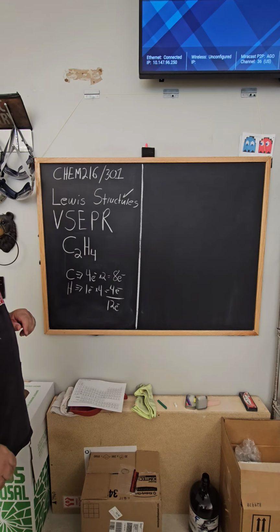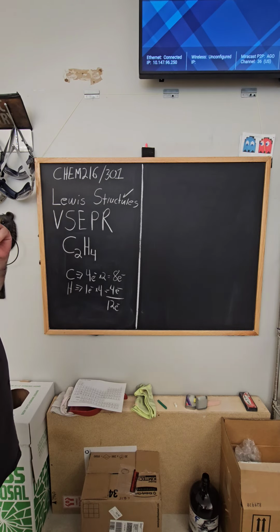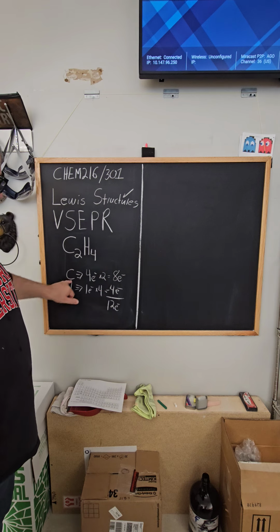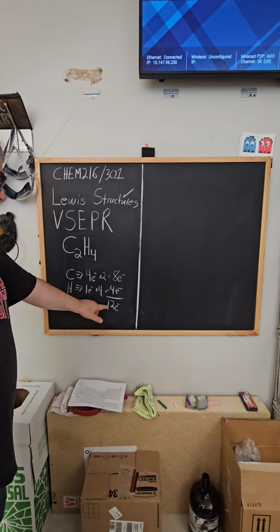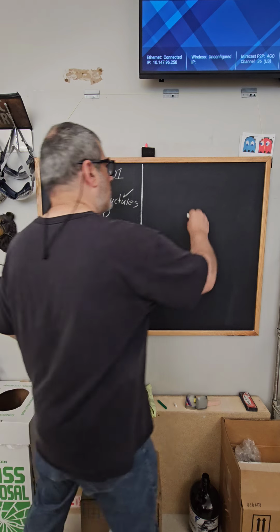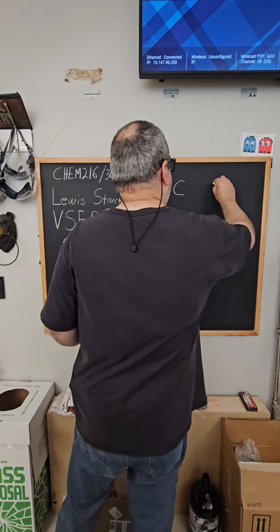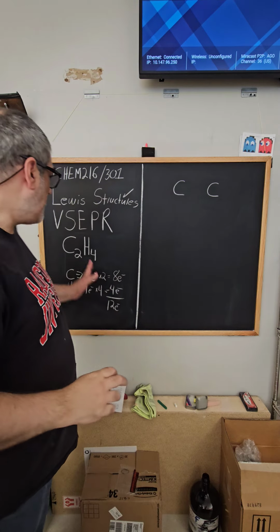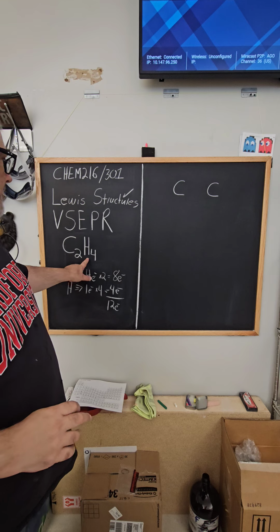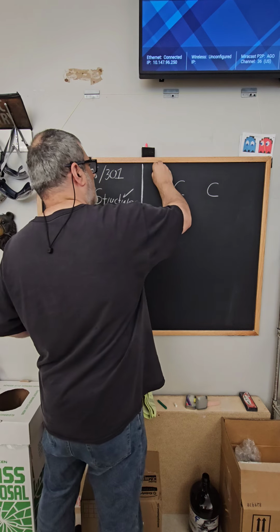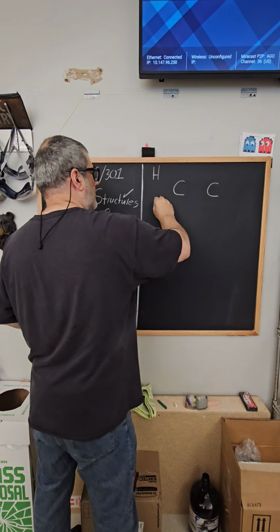C2H4 is another organic molecule, carbon and hydrogen. I've already done the electron count, so 2 carbons, 2 times 4 gives us 8, 4 hydrogens gives us 4 electrons, so we have a total of 12 electrons to work with. We can make the assumption that the molecule is symmetrical in the sense that each carbon atom is going to have 2 hydrogens. So I'll put them like this.